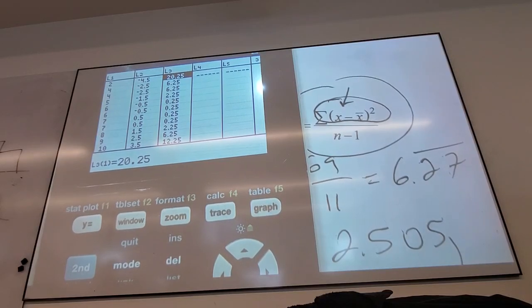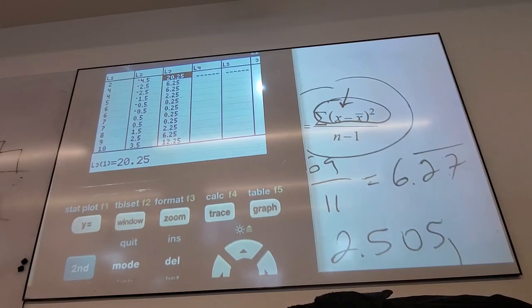So you can define a list to be any function of other lists. I could define list 4 to be list 2 plus list 3. Do you see what I mean? And later this semester we'll be doing more stuff with these.